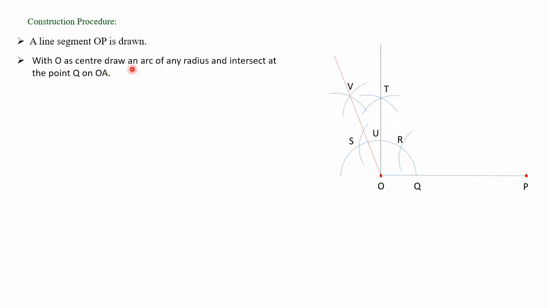With O as center, draw an arc of any radius and intersect at the point Q on OA. So with OQ as a radius and O as center, we have drawn an arc. And with Q as center, draw an arc R, and with R as center, draw an arc S. With Q as center we have drawn an arc R, and with R as center we have drawn another arc S.